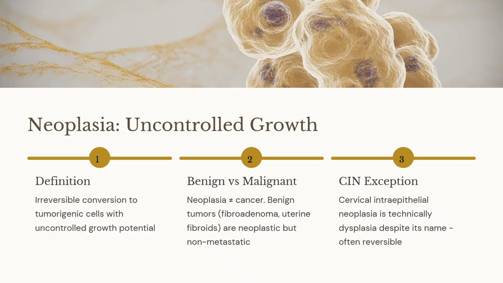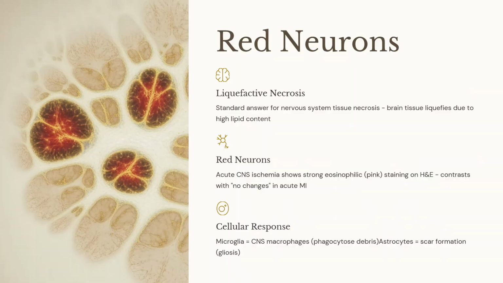That's all. Red neurons are seen as a result of acute ischemic injury in the CNS. They appear within 12 to 24 hours. This is much faster than in myocardial infarction, where histological changes are absent for several hours. Now, why do they appear pink? This is because the strong pink appearance of the neurons is due to protein denaturation and loss of RNA.